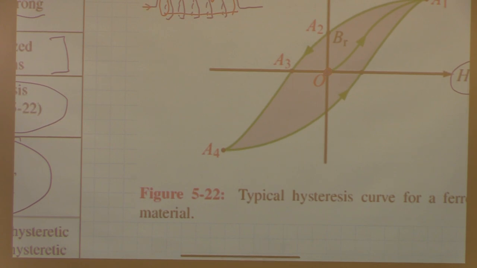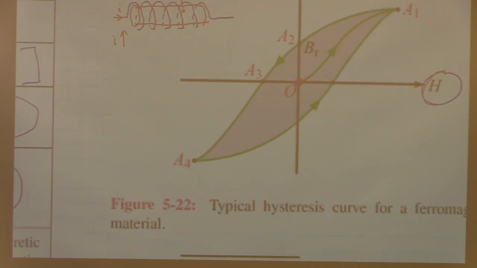Then I turn on the current. The current now produces an external magnetic field intensity that starts magnetizing the domains, and now I see some flux being produced. For small magnetic field values, B is equal to some number times H. But as I keep increasing the current through the solenoid, my magnetic field intensity, which is N times I, increases. I trace the curve this way by increasing the current.